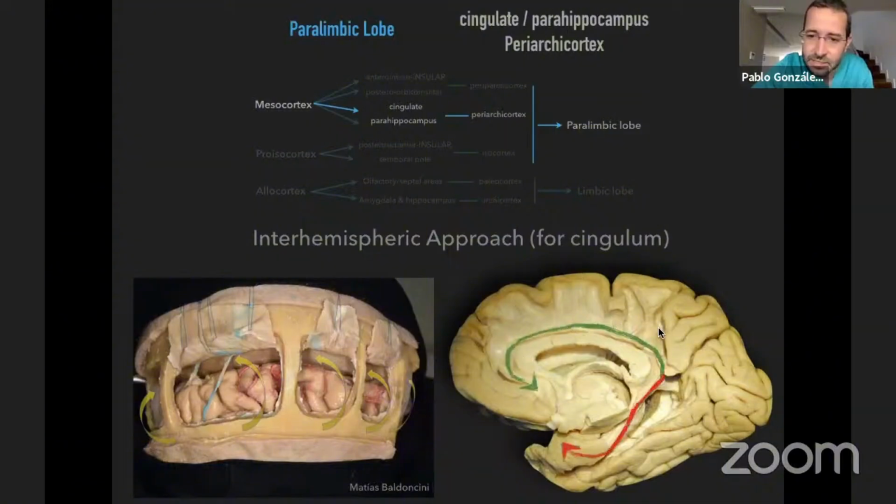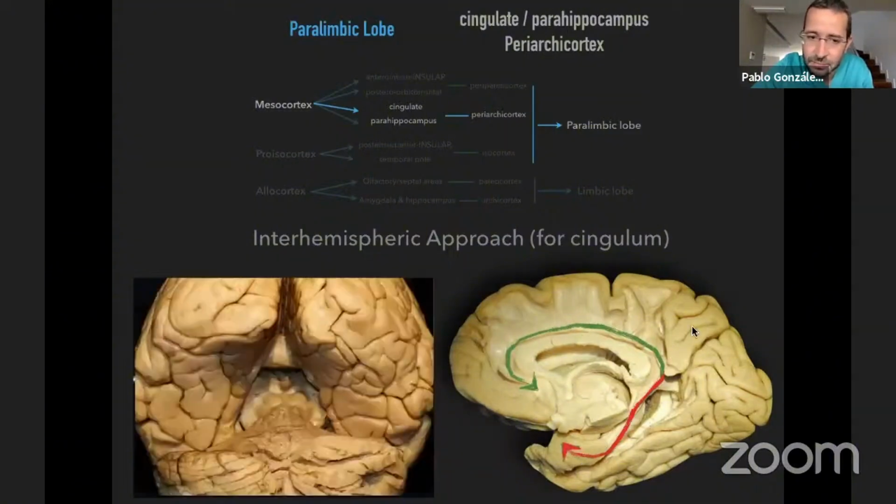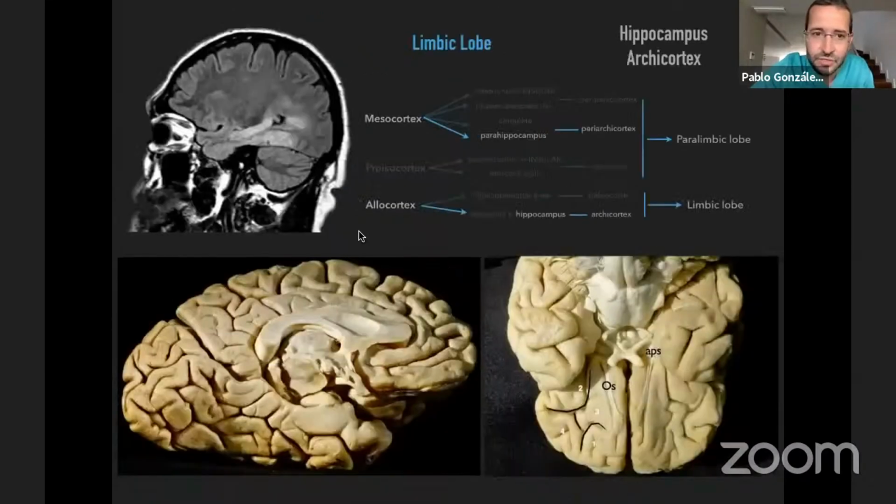But as you can see, the cingulum is continuous from the isthmus with the parahippocampal gyrus. And there is a very important difference. Once we are moving posteriorly from the cingulate to the parahippocampal gyrus, this gyrus is moving laterally and inferiorly. So the interhemispheric approach is not going to be enough in most of these cases if we want to reach the most anterior part of the parahippocampal gyrus, as we were facing in this case.